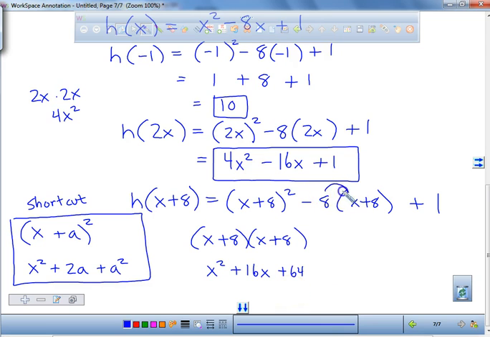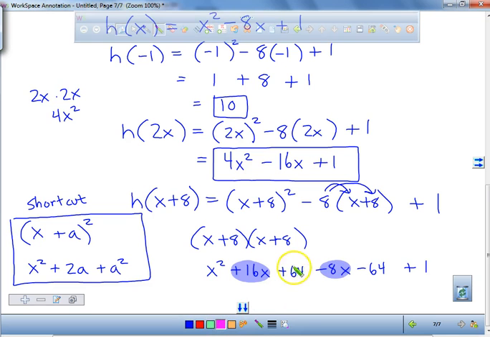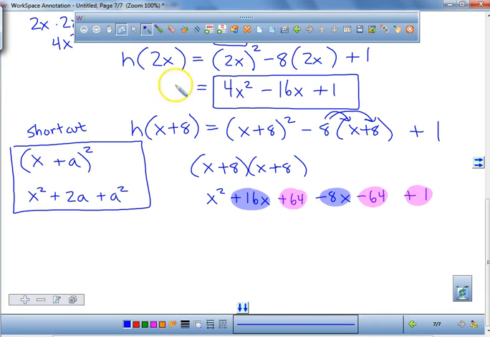Now here we have to distribute negative 8 to both numbers. So we're left with negative 8x and a negative 64, and then we have 1 at the end. So I did negative 8 times x, negative 8 times 8, and brought the 1 down. Now, there's a whole bunch of work up here, so I'm going to highlight things that are like terms. Here's a 16x. Here's a negative 8x. Here's a 64. Here's a negative 64. And there's a 1. So right now, what are we looking to combine? We're looking to combine like terms. You see why I highlighted them now. Hopefully, it can help organize it.